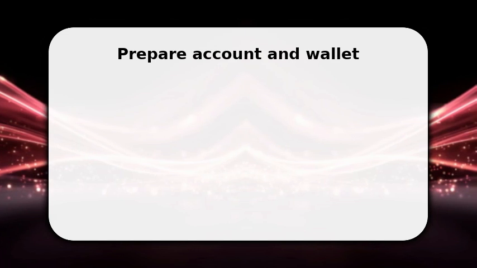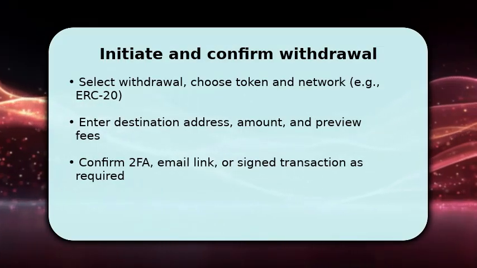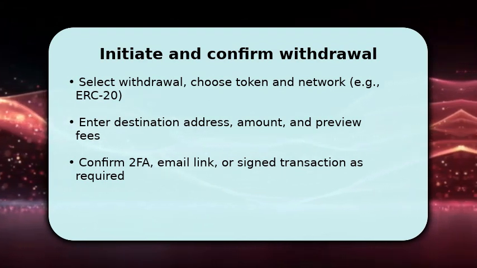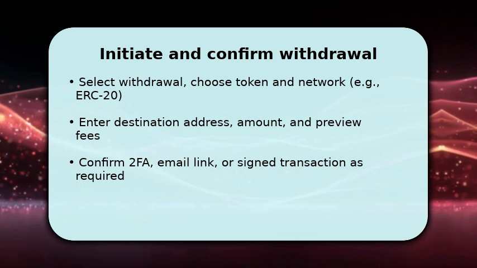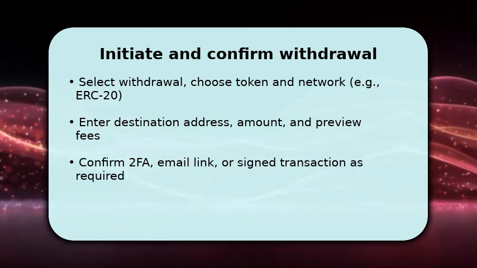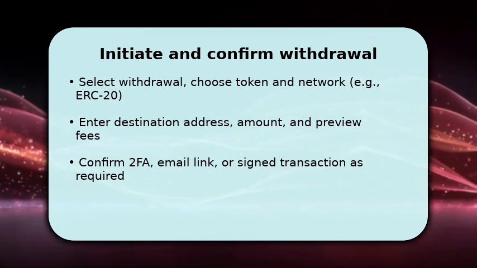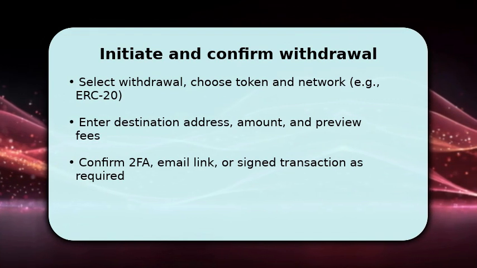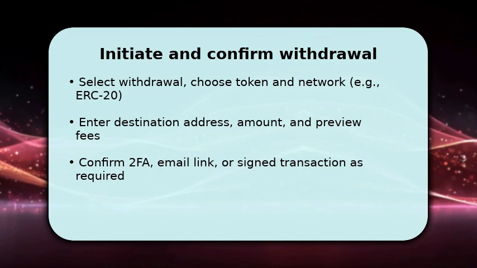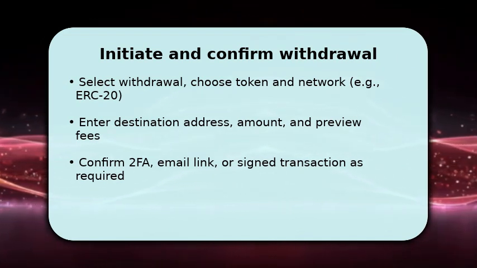You now initiate the withdrawal on Plinko Space. Pick the token and the precise network, because choosing the wrong chain often causes permanent loss. After entering the destination address and amount, use the preview to review fees and estimated arrival time so you avoid surprises. Then confirm via the platform's security step, whether that's 2FA, an email confirmation link, or signing a transaction in your wallet. Once confirmed, the platform will broadcast the transfer to the blockchain or custodial rails.